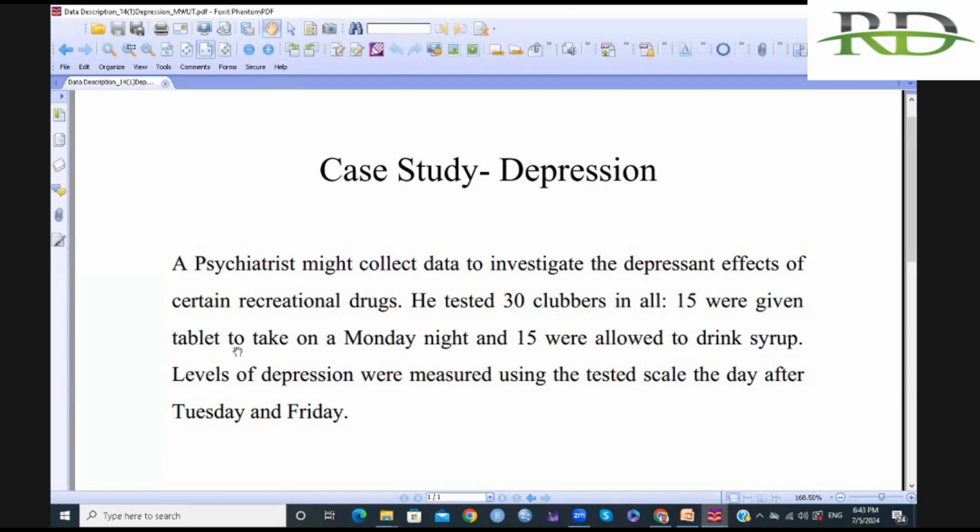15 were given a tablet to take on a Monday night, and 15 were allowed to drink syrup on the same day. Levels of depression were measured using the Likert scale the day after, on Tuesday, and on Friday. So let us see how we'll be doing. This is the case of an independent sample test, two independent sample test.